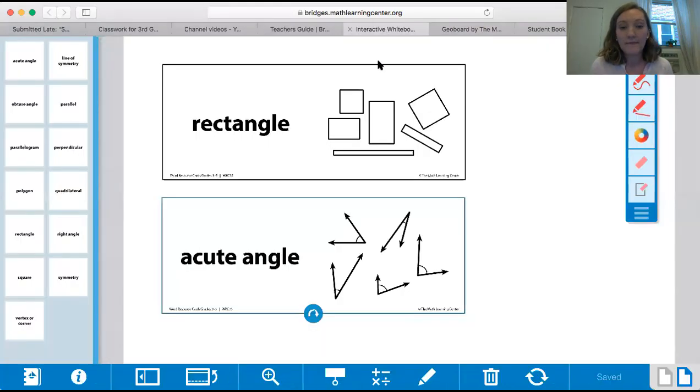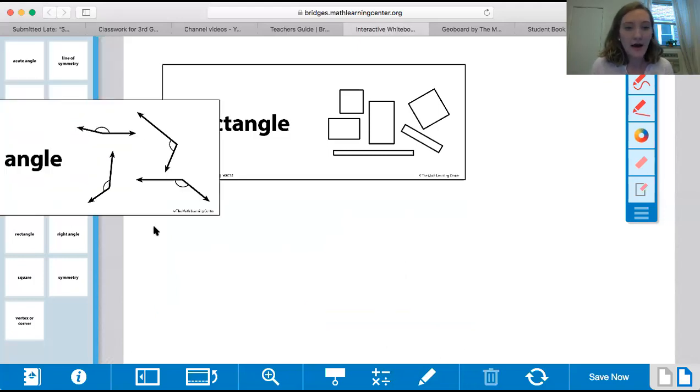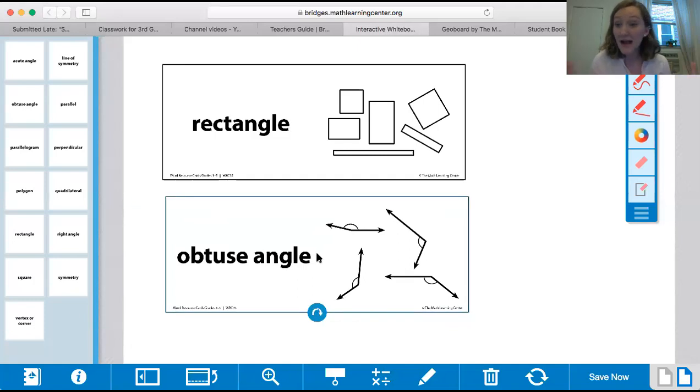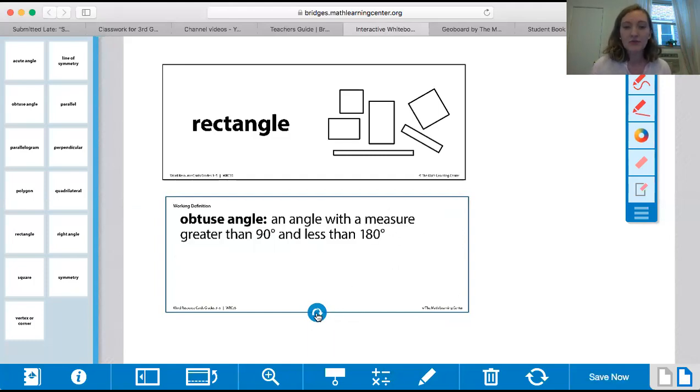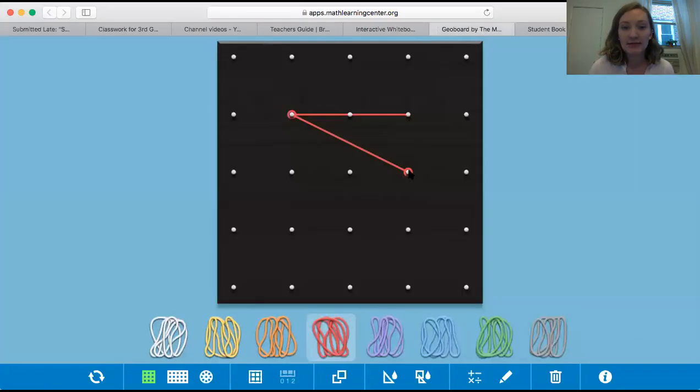All right? And there's another kind of angle called an obtuse angle. Some of you guys are thinking, oh, I've already heard of that. I already know about that. That's awesome. An obtuse angle is bigger than 90 degrees. An obtuse angle is more than 90 degrees. Obtuse means big. Obtuse.